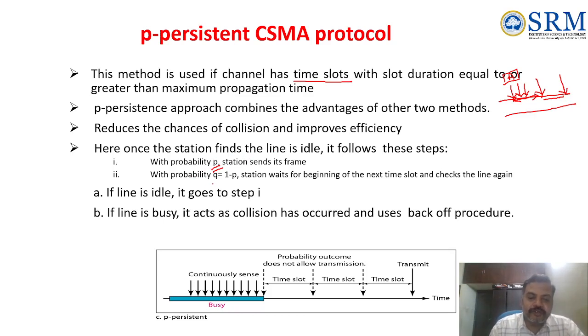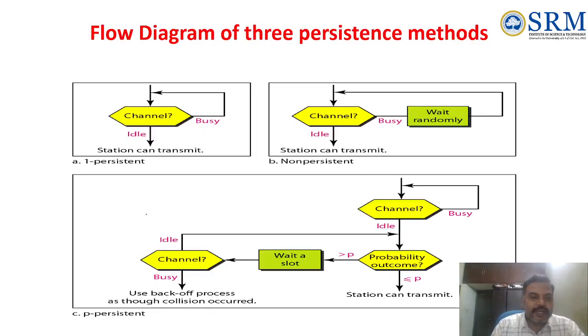So with the probability Q equal to 1 minus P, the station will wait for the next time slot, then again check the line, and again the cycle repeats. Whenever it is sensing the channel, it senses whether the channel is free or busy. Even if it is free, it will send the data based on the probability value. So these are the small mechanisms we use to try to reduce the number of collisions. Okay, let's see the flow diagram.